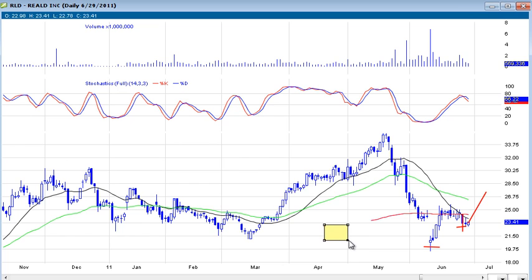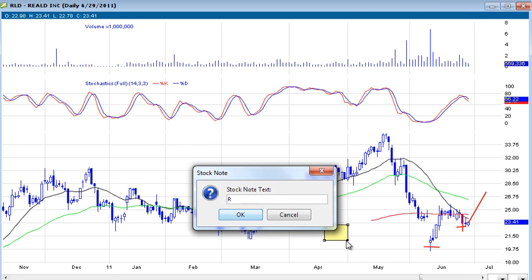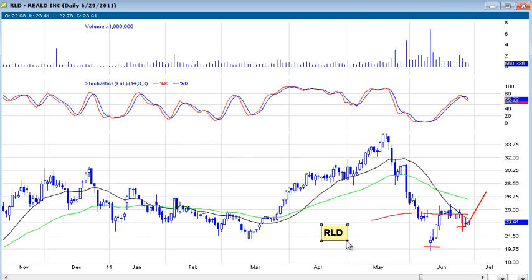RLD, Real 3D. This is the 3D that you see in all the movies that are coming out with 3D. You'll look at the trailers and it'll say filmed in Real 3D. That's this company. So keep an eye on any of your things there.